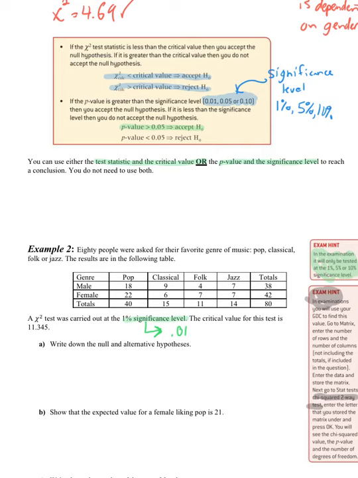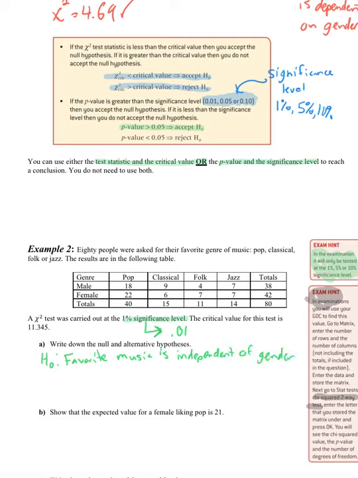Write down your null and alternative hypotheses. So for this one, it says 80 people were asked for their favorite genre of music. The results are in the following table. So the null hypothesis is that your taste in music should be independent, basically. It shouldn't matter whether you're male or female. It shouldn't determine your taste of music. So your favorite music is independent of gender.